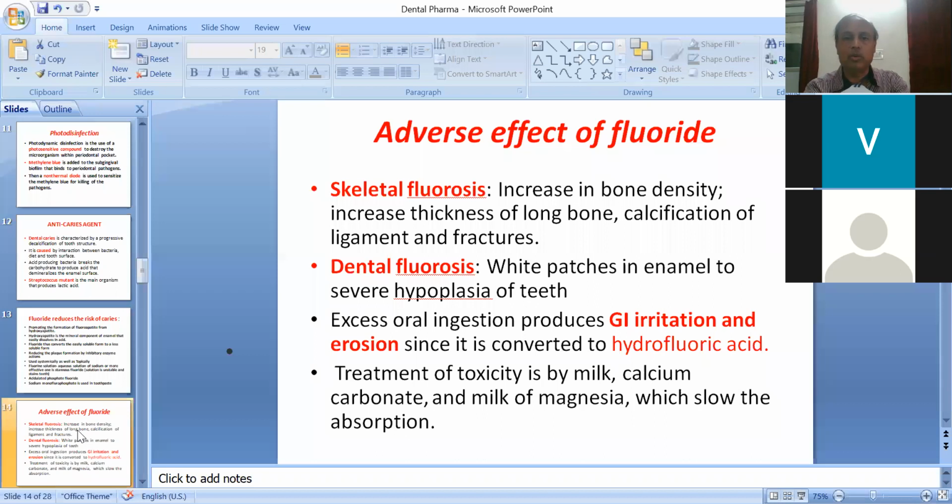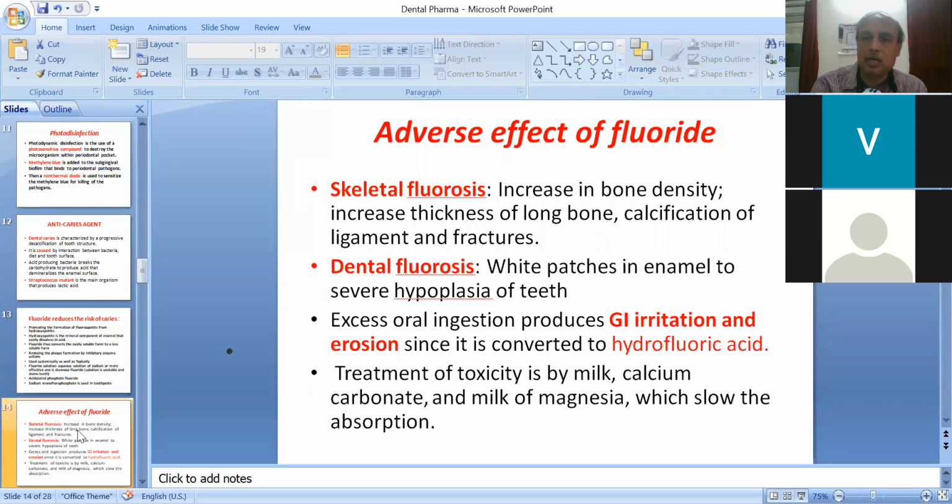Another one is dental fluorosis, where white patches occur in the enamel, and there could be severe hypoplasia of the teeth. That could be the problem. Then excess oral intake of fluoride can produce gastrointestinal irritation and erosion, since it is converted to hydrofluoric acid in the stomach in the presence of gastric acid, which can lead to gastrointestinal irritation and erosion.